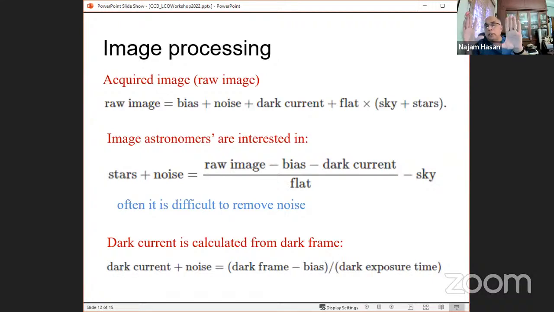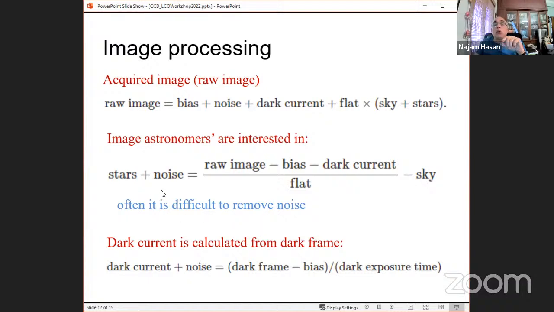Or there are certain evenly lit screens in your telescope dome, and you take images, and then you see that though the object which you are imaging is a homogeneous spread of light, your CCD is recording some features on it. So with many of these, you make the flats, and when you divide by the flat, you get rid of these features from your image, and then you subtract the sky from it. So that gives you the stars and the noise.